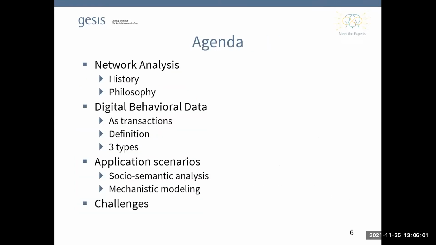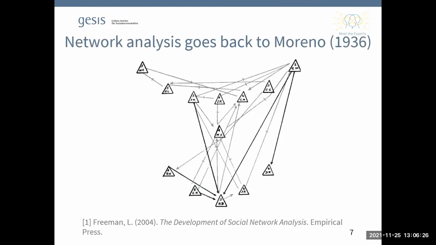And what we will do today is that for those of you not familiar with network analysis, we'll shortly go into the history and philosophy, then come to talk about this new digital behavioral data that we have before we move on to application scenarios or the good things we can do with that data. And finally, we'll close with some challenges.